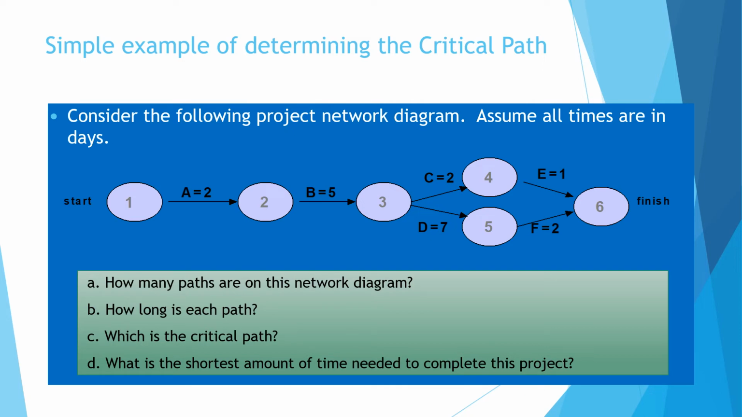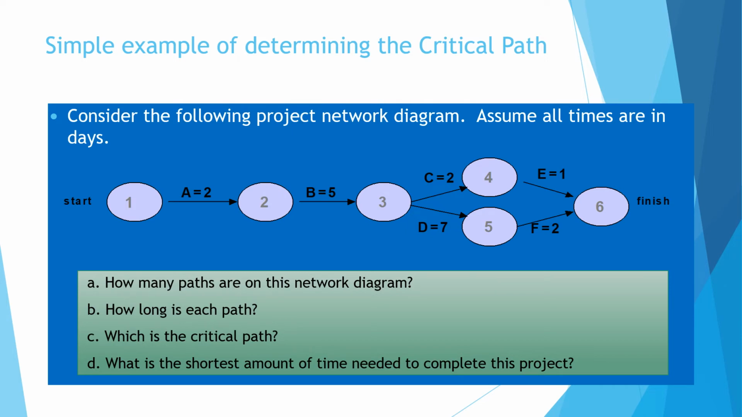See here in the first example, the question is: how many paths are there? We have two paths: the first is 1, 2, 3, 4 and 6, and the second is 1, 2, 3, 5 and 6. Question number 2: how long is each path? The first path is 2 plus 5 plus 2 plus 1, that means 7 plus 2 is 9, plus 1 is 10. The second path is 2 plus 5 is 7, plus 7 is 14, plus 2 is 16. So the first path is 10 and the second path is 16.